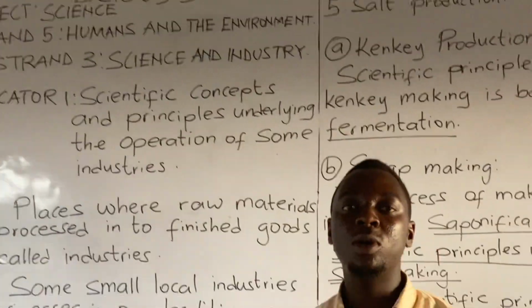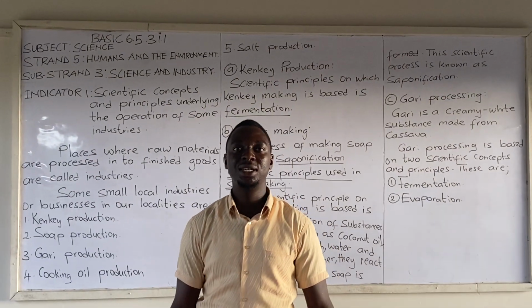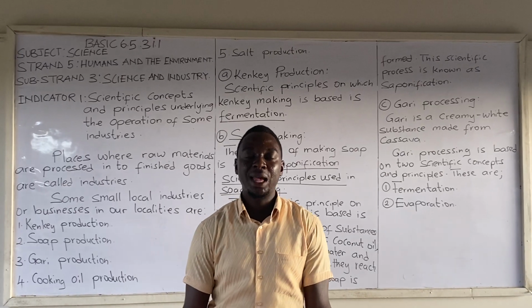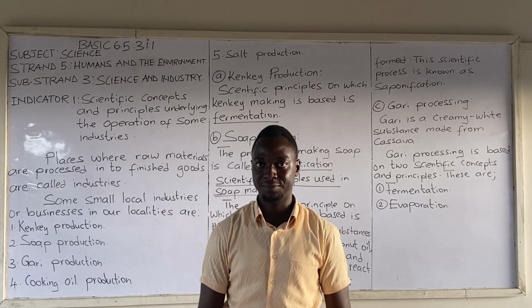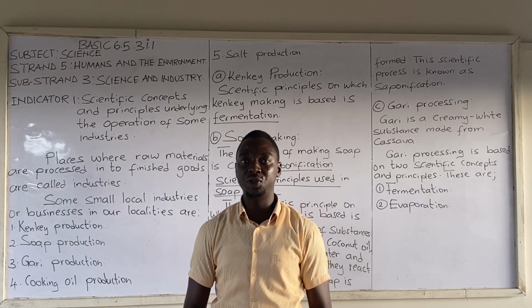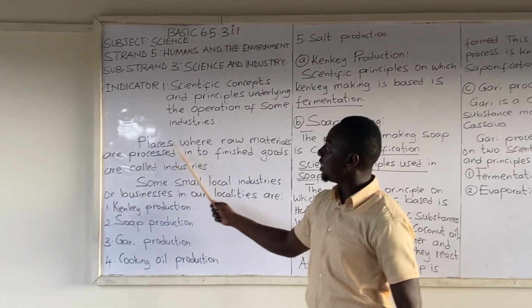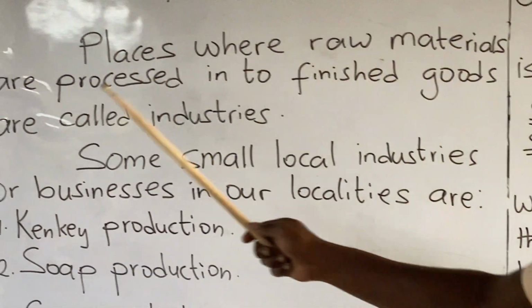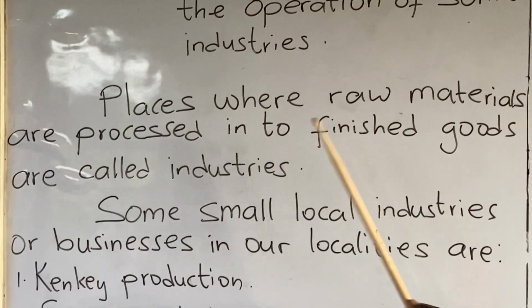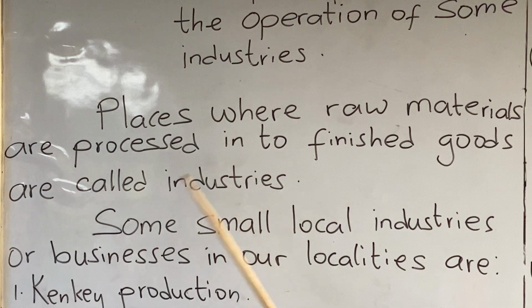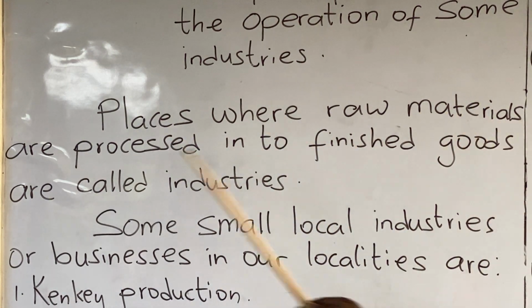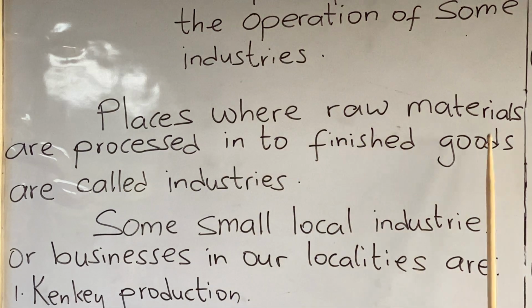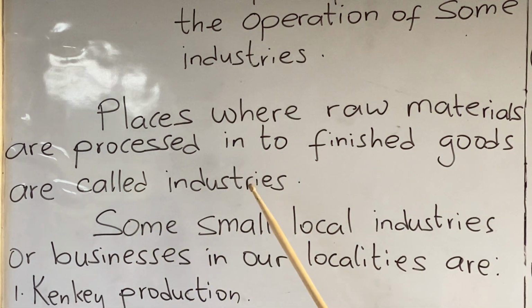So we are going to look at some small-scale industries in our localities and the scientific principles that they use in production. Let's look at what an industry is. Places where raw materials are processed into finished goods are called industries.